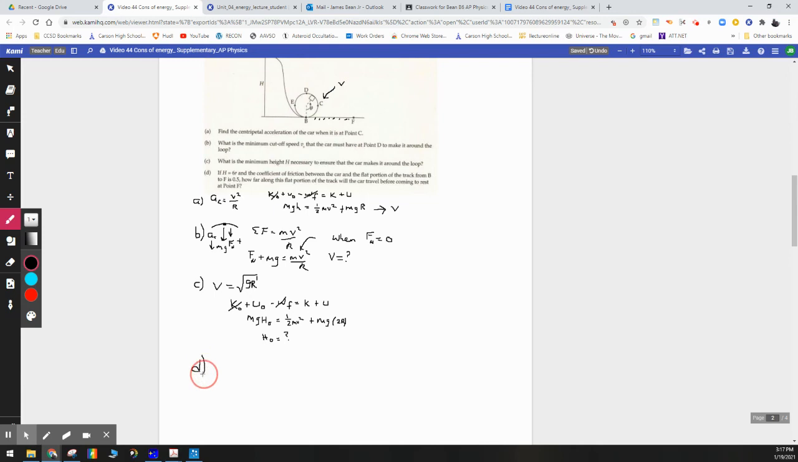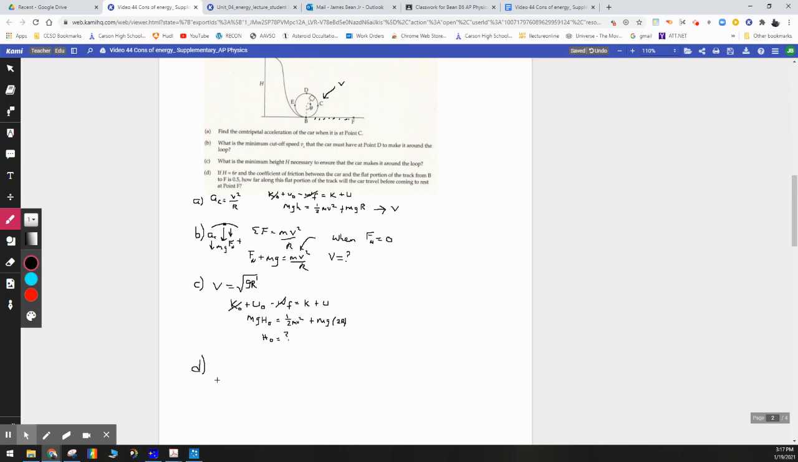All right, so here's part D. What happens if h is 6 times the radius and the coefficient of friction between the car and the flat portion of the track from B to F is 0.5? How far along this flat portion of the track will a car travel before coming to rest at point F?